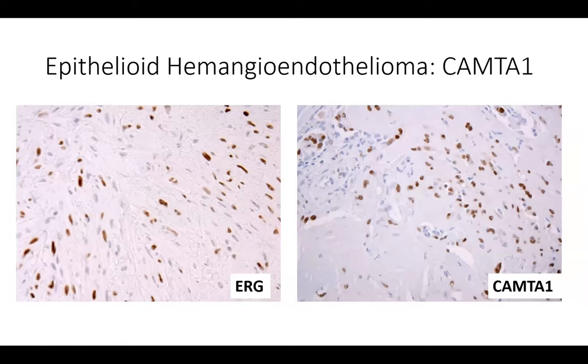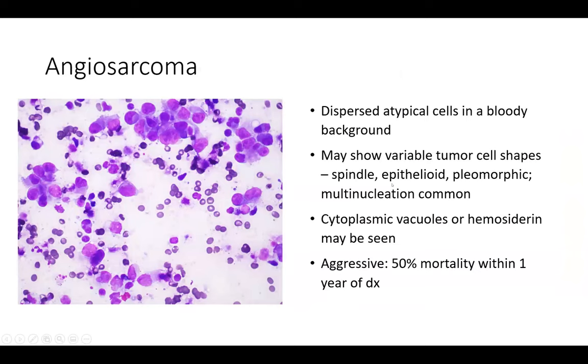So these will be positive for ERG, which is a nice vascular marker, but also positive for CD31 and CD34, other vascular markers. And because these have CAMTA1 fusions, these will show nuclear staining for CAMTA1 immunohistochemistry. Angiosarcoma can be hard to tell apart from epithelioid hemangioendothelioma, but these are much more aggressive. These are negative for CAMTA1, so that immunohistochemistry can be helpful.